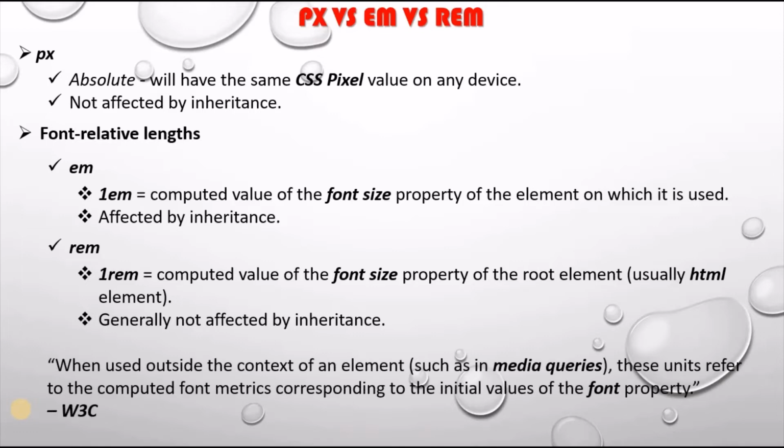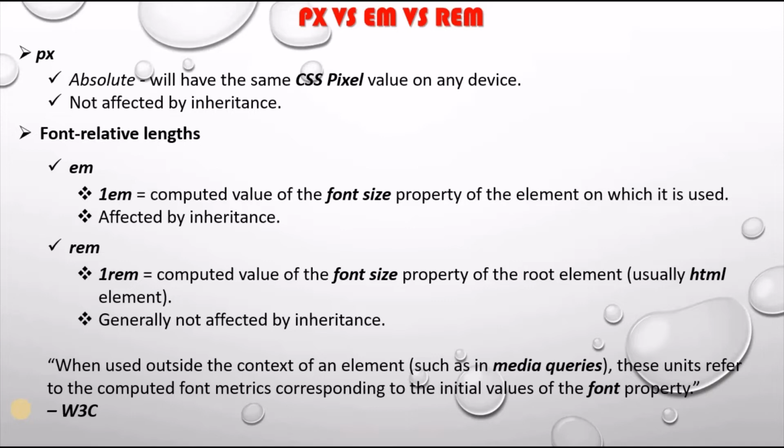But here we are looking at media queries. And you see the definition from W3C. It says, when used outside the context of an element, such as in media queries, these units refer to the computed font metrics corresponding to the initial values of the font property. So, in a way, they are saying, when we use them in media queries, em and rem, they refer to the same thing. The initial values of the font property usually come from the user agent.